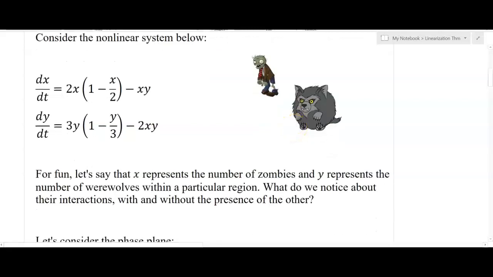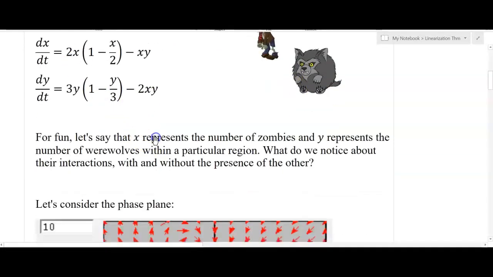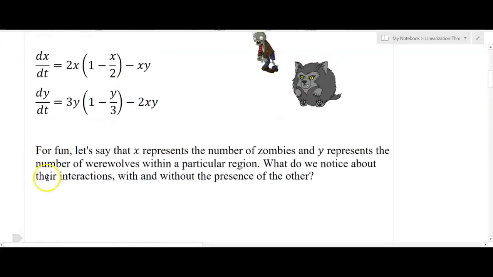First of all, one thing that we should notice is that if there's 0 of either of the two species, then that's going to result in complete extinction of one of the species. If x were to equal 0, then dx/dt would reduce to 0, which makes sense, because if there are no zombies, we would expect none to be recreated. And similarly, if x is 0, then in dy/dt, the second term goes away, and you end up with 3y times (1 - y/3).